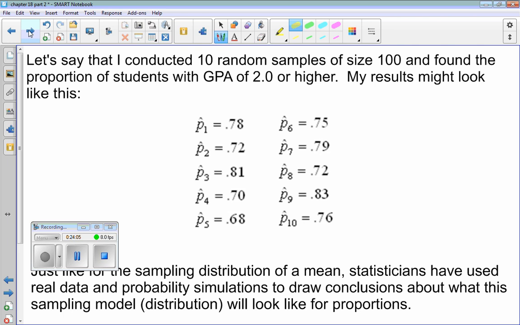Let's say that I conducted 10 random samples of sample size 100 and found the proportions to be this, of 2.0 or higher. So in my first random sample, I got a proportion. By the way, p hat means sample proportion. When you have a little hat like this, it means sample mean. The p with the hat on top of it means sample proportion. Question?